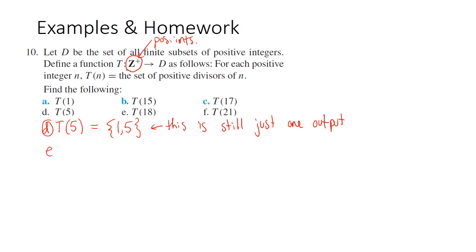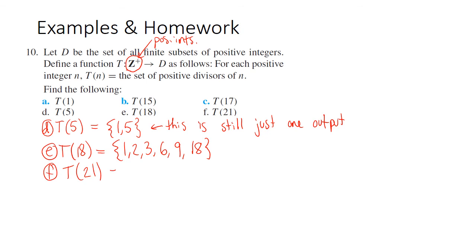Okay? And then in part E, so we're doing t of 18. So I'm just going to list all the positive divisors of 18. Let's see, 9, and then 18 itself, right? Is that all of them? And then F, 21. So I'm just listing the positive divisors of 21. I think that's all of them. Okay, so go ahead and finish up with A, B, and C, and check the answers in the back of the book.